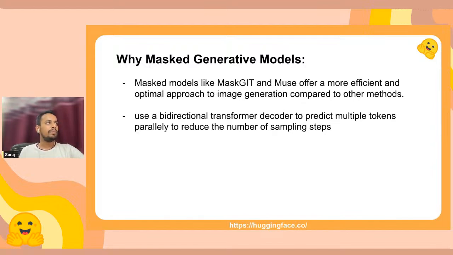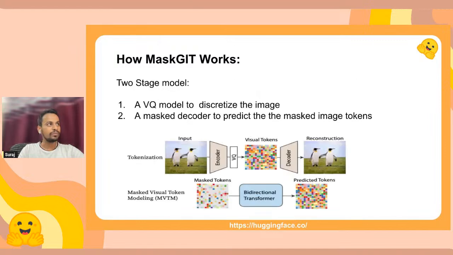Instead, these mask models like MaskGit and Muse offer a more efficient approach compared to these other methods. They use bidirectional transformers, and because of the way they are trained, they are able to predict multiple tokens in a single step, and that way they can accelerate the decoding. So instead of having to do 256 steps, you can do 4 steps, 8 steps, or 16 steps, depending on the kind of quality you want from the image. That's the motivation for these models.